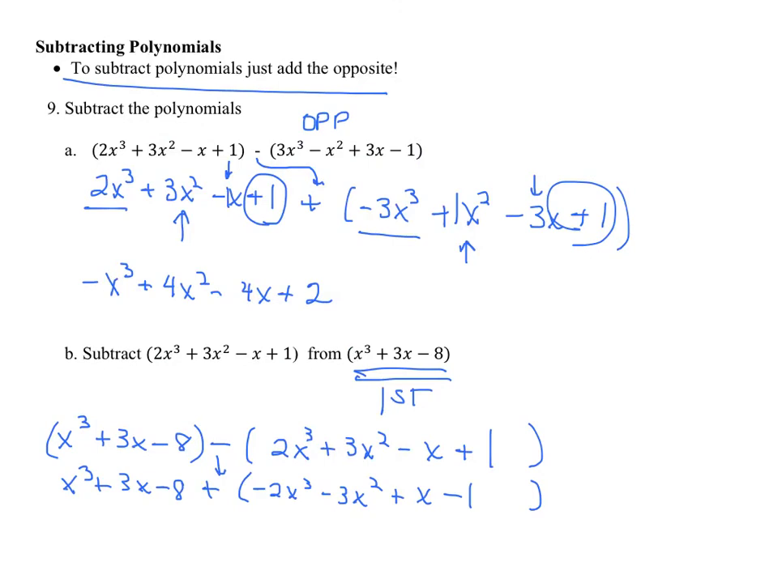Combine like terms. Negative 1x cubed minus 3x squared, because he's the only x squared. So I combined my x cubed. He's the only 3x squared. Total of 4 x's, right? Him and him. Negative 8 and negative 1 is a negative 9.